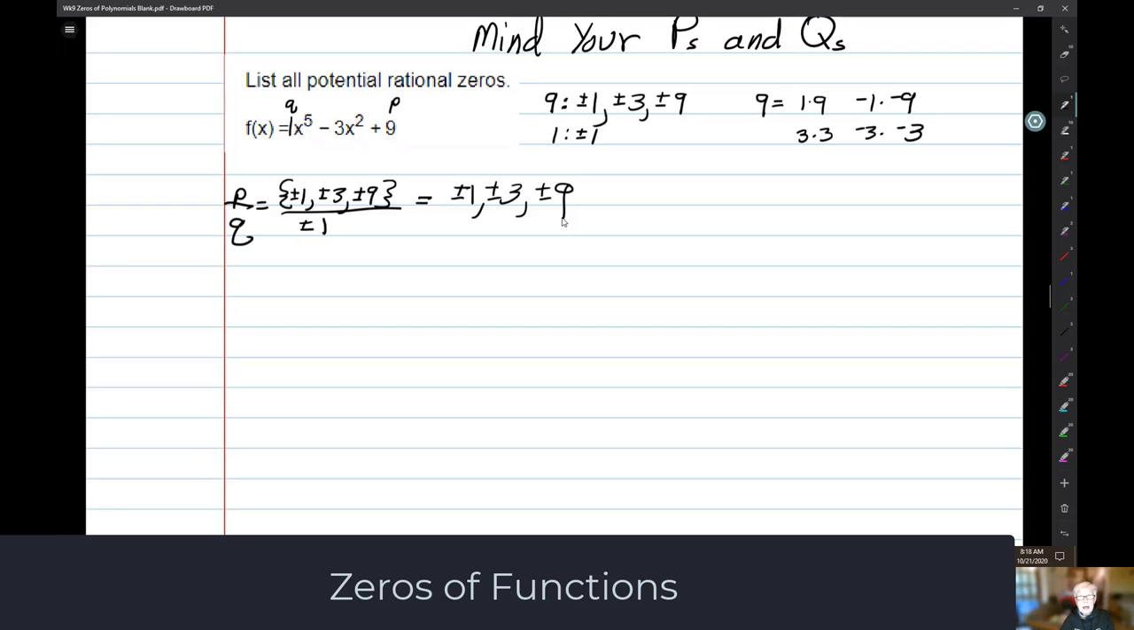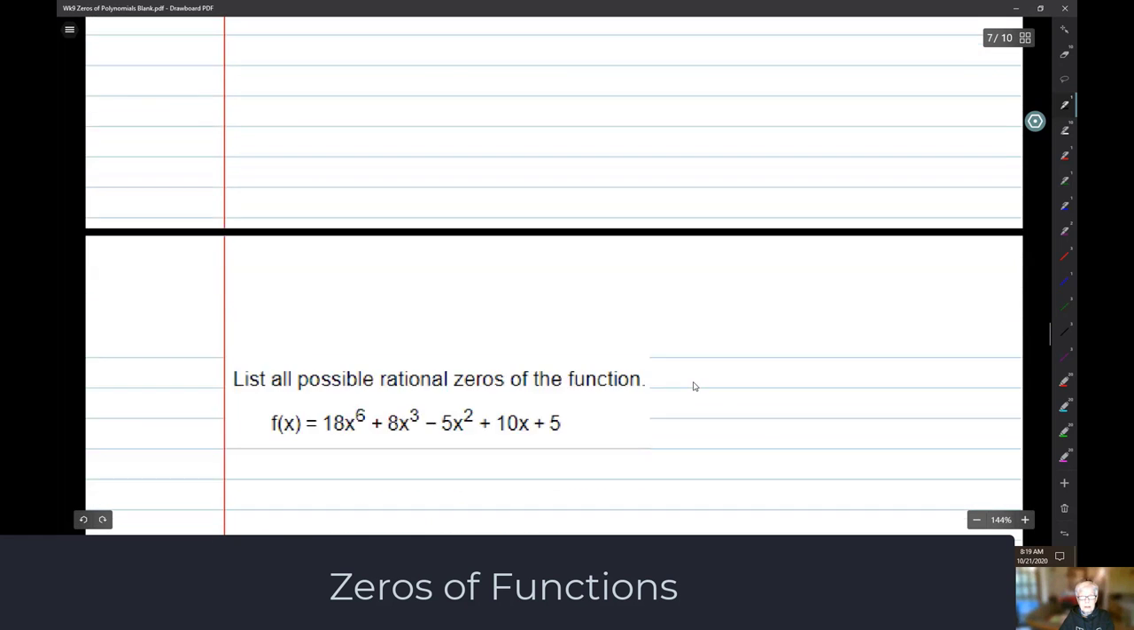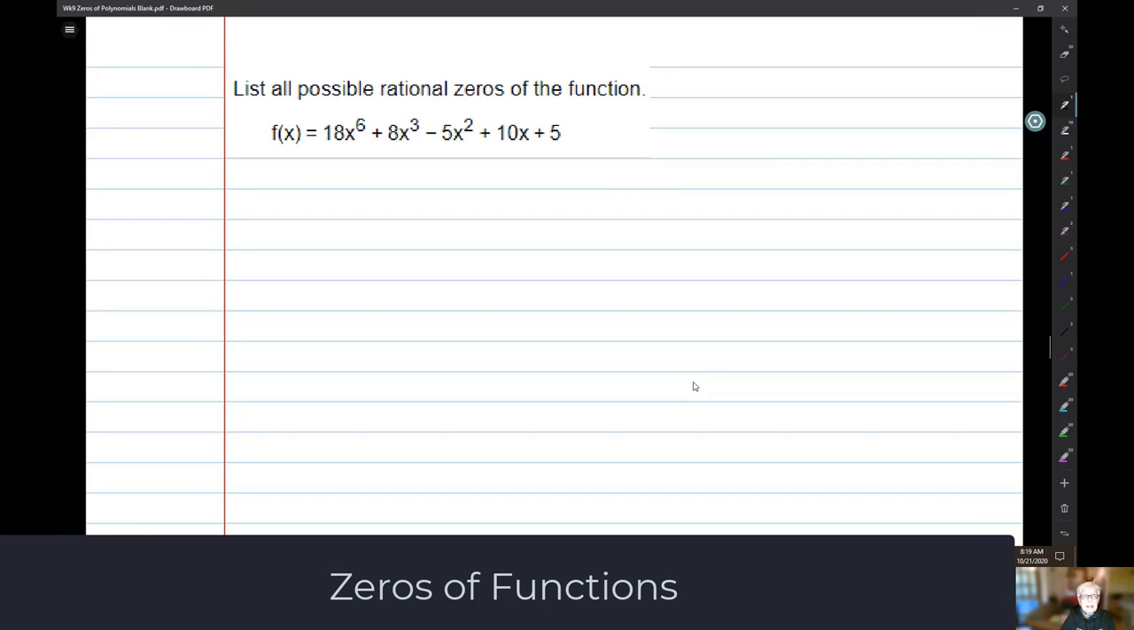They're not asking you to find the zeros, they're asking you to find the potential zeros, the group of numbers you would have to look at to see what are the zeros and what are not the zeros. And we'll do that tomorrow. But meanwhile, let's go on and do it again. List all of the possible rational zeros of the function. Now, this is going to be a little more involved.